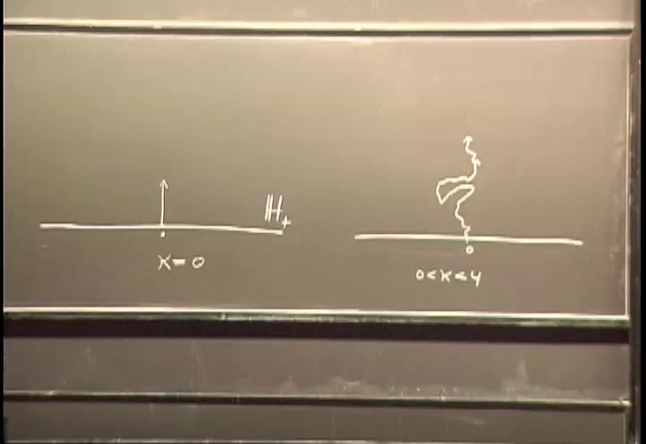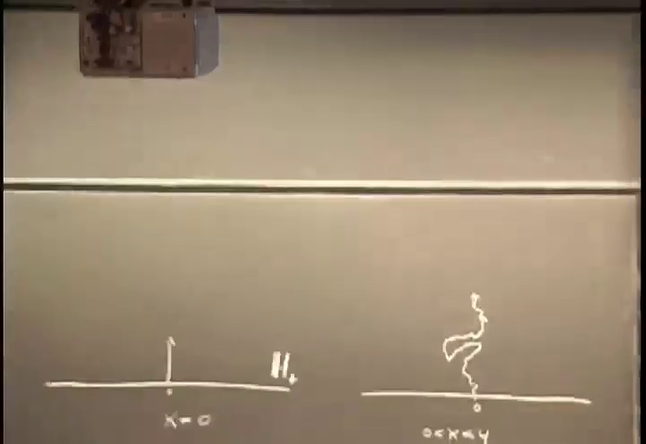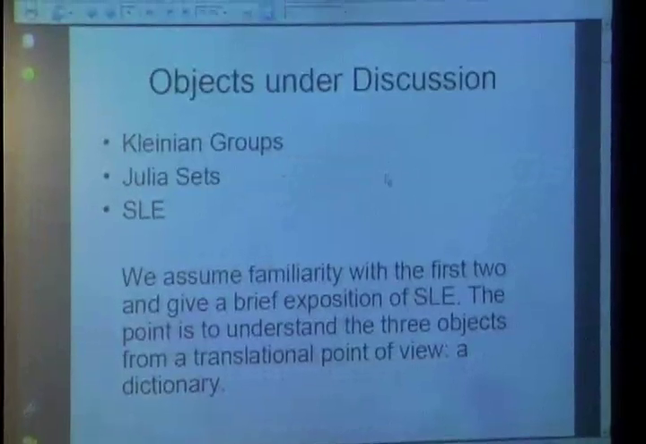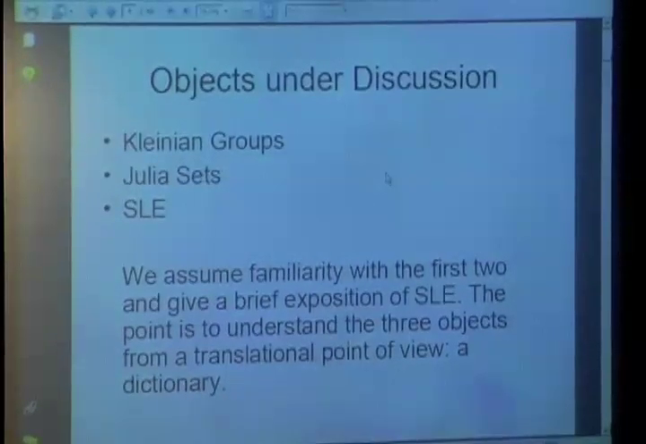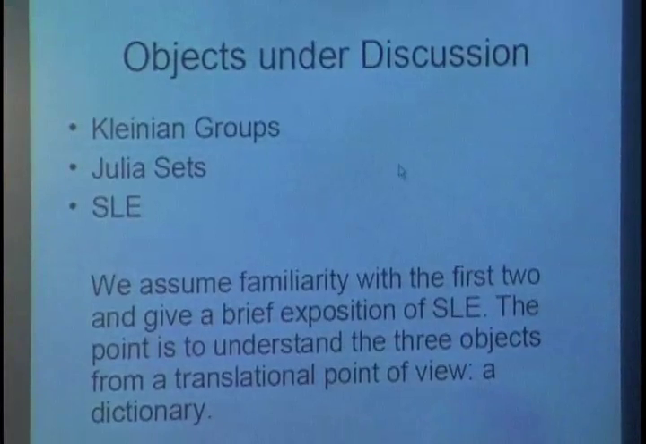So what I want to do is take these three objects and view them from the point of view of a dictionary. I think the Sullivan dictionary is one of the most wonderful inventions. There are many dictionaries now in mathematics, and these always prove to be very fruitful because even if you don't have an exact analogy, many things often go through and you learn something in one situation for another.